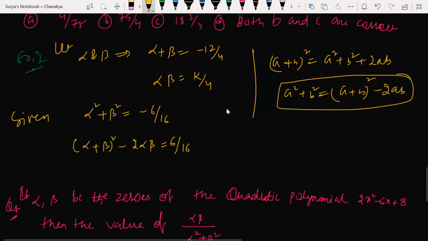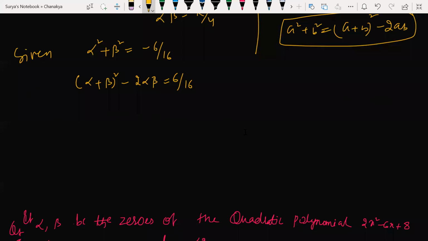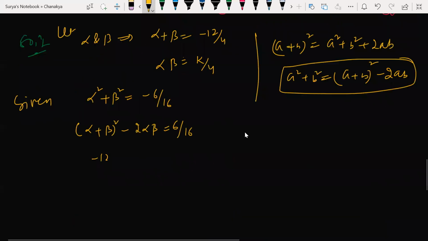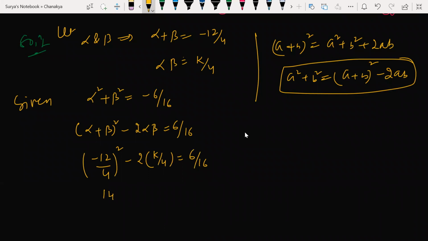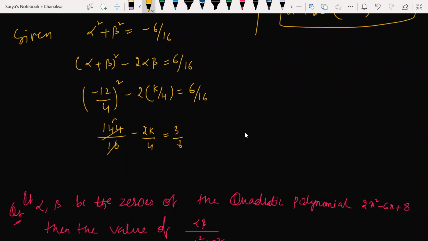Next, let me drag this down. Now alpha plus beta is what here? Minus 12 by 4, which is whole square, minus 2 times k by 4 is equal to 6 by 16. So minus 12 square is what? 144 by 16, minus 2k by 4 is equal to 3 by 8. Correct? Now simplify this. 16 ones, 16 how much? 9, sir. So 9 minus k by 2 is equal to 3 by 8.